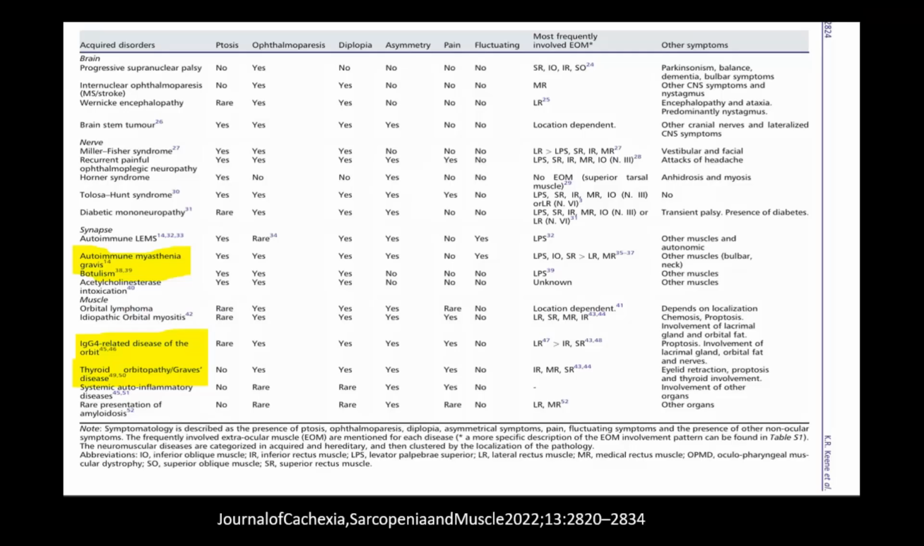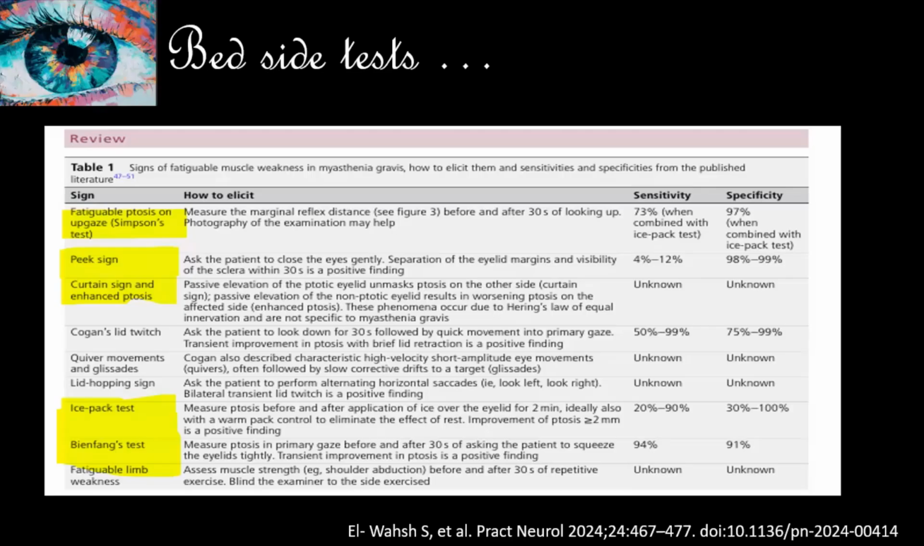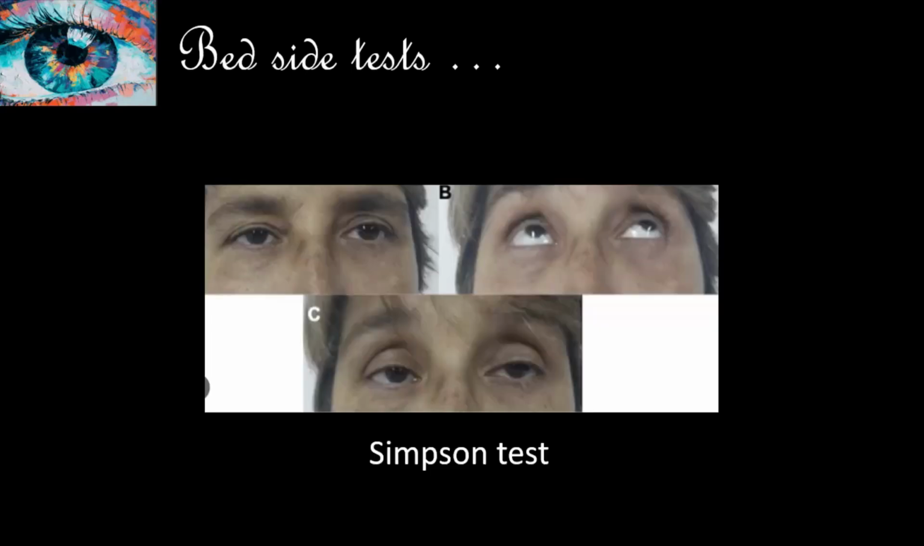There is one interesting article which was published in 2022 where they had listed the differential diagnoses for ptosis and ophthalmoparesis, and they had described the extraocular muscles which are predominantly affected in each of these disorders. Now coming on to the bedside tests for myasthenia. So the important tests I'm going to discuss now.